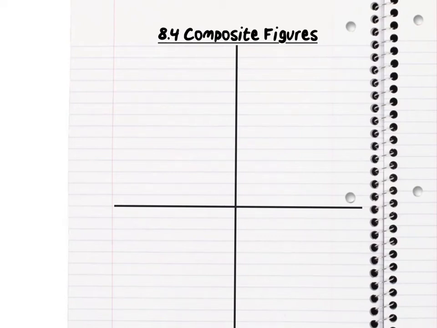Hello, this is lesson 8.4 Composite Figures. Go ahead and split your paper into 4 sections like you see on your screen. Write the title at the top of your paper. Pause the video, and when you're ready to continue, press play. Please pause now.